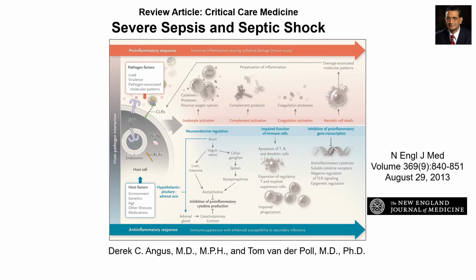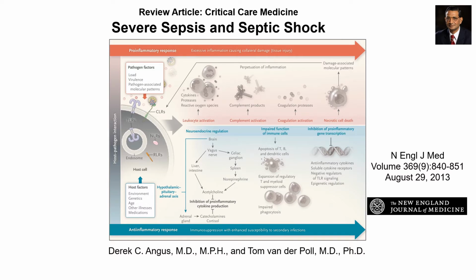These are initiated by interactions between pathogen-associated molecular patterns and pathogen recognition receptors in the host cells at the cell surface. These are receptors like the toll-like receptors, the C-type lectin receptors, in the endosome or in the cytoplasm, retinoic acid inducible gene 1-like receptors, and nucleotide binding oligomerization domain-like receptors.